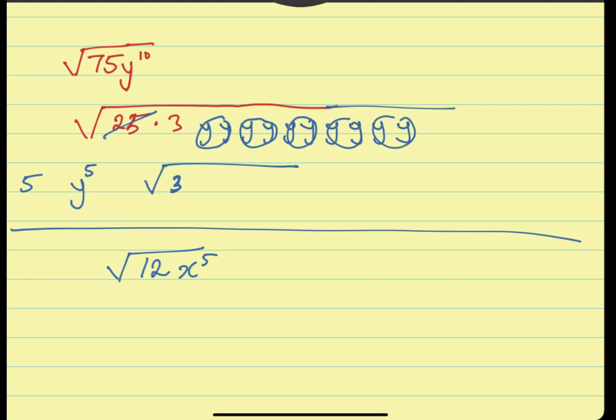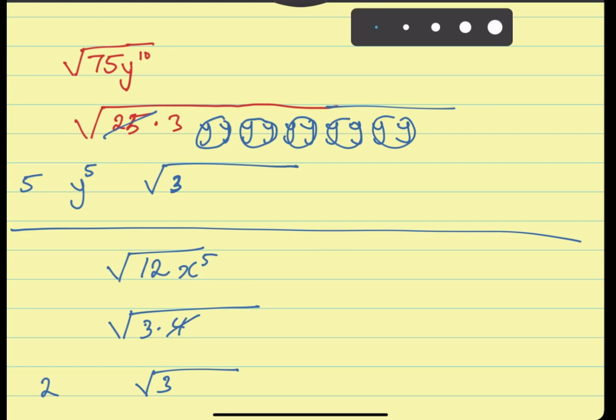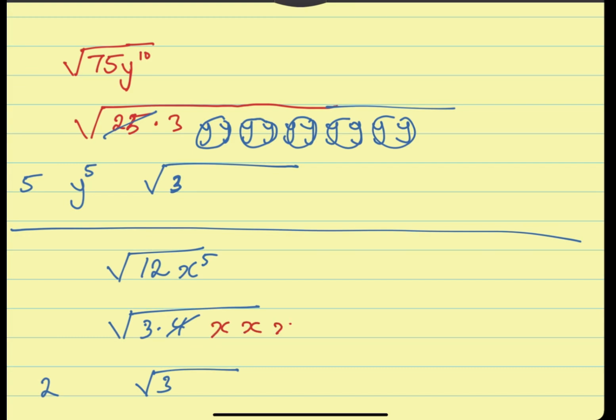3 times 4. So let's take care of that. 3 times 4. And 4 goes outside as well. 2, and 3 stays, right? Yes. And how do we take care of the variable? X, how many times? Let's go 1, 2, 3, 4, 5.